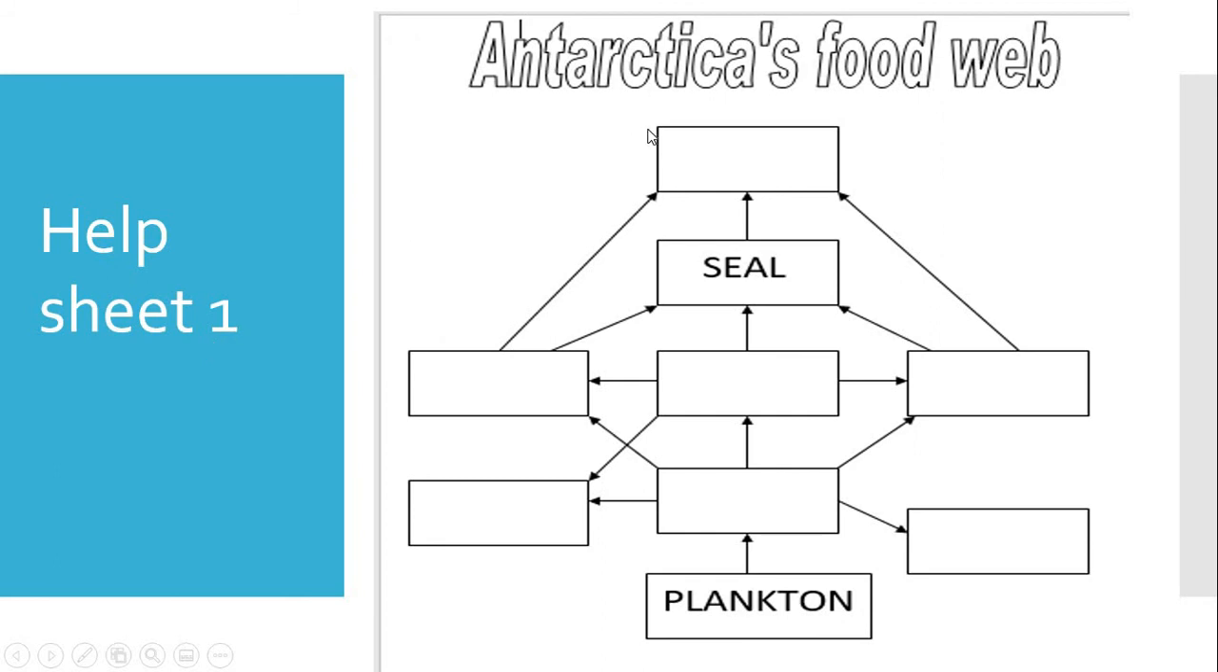Help sheet 1, Antarctica's food web. I've given you the position of a seal and I've given you the position of the plankton. So you can put those two in and then you can go back and work through. Again, if you think this is enough help, pause and carry on yourself. If not, keep listening to the video.